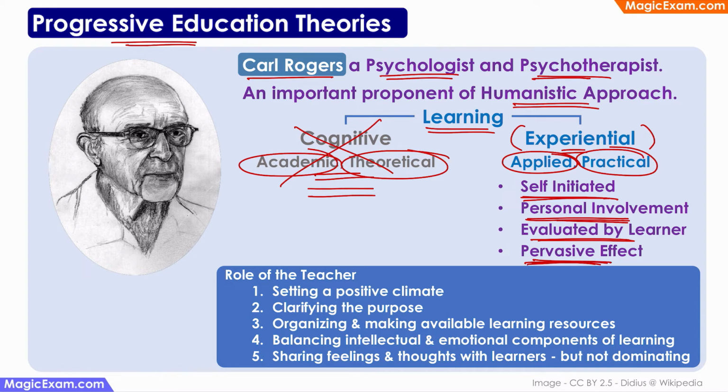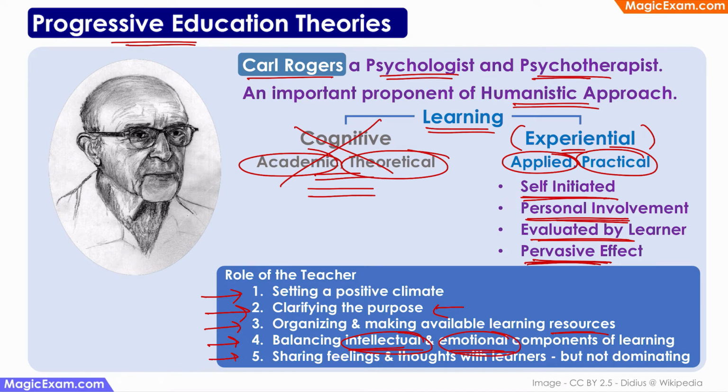And in his theory, he says that the role of the teacher is to make sure that there is a positive climate or a good atmosphere for the children to learn. He should clarify what it is that the children are trying to learn, or what the purpose of this teaching learning exercise is. The teacher should also make sure that all the required resources are made available to the students. And he should balance the intellectual and emotional components. That is, if you just leave it to the children, then they will just play games for the entire day. So the teacher should make sure that the academic part and the emotional part, that is the fun part, are equally balanced.